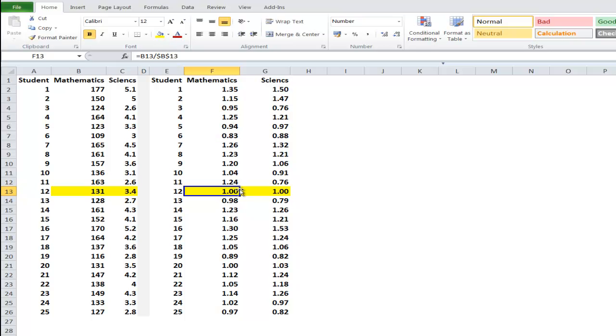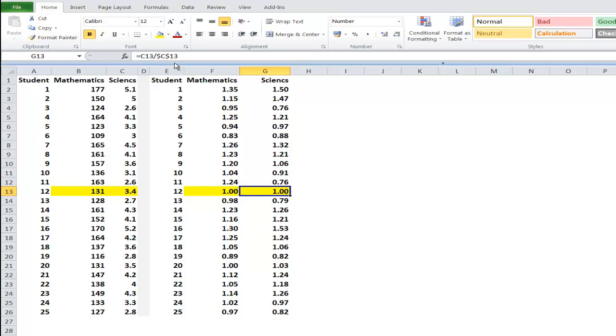Now I want to do the same thing for science. So I do it here. I take 3.4 divided by 3.4, which is 1. 2.6 divided by 3.4 is 0.76. And you can see the formula on the top goes exactly the same as I had before. So now I've got this new set of data.